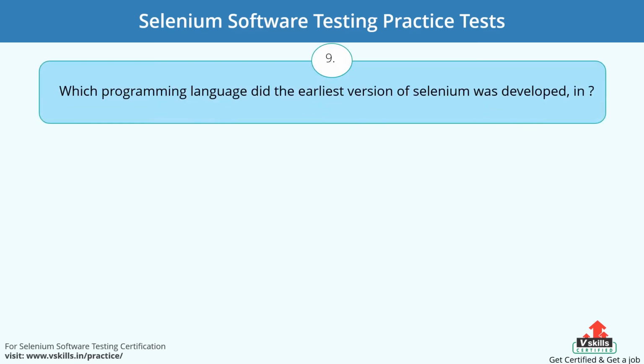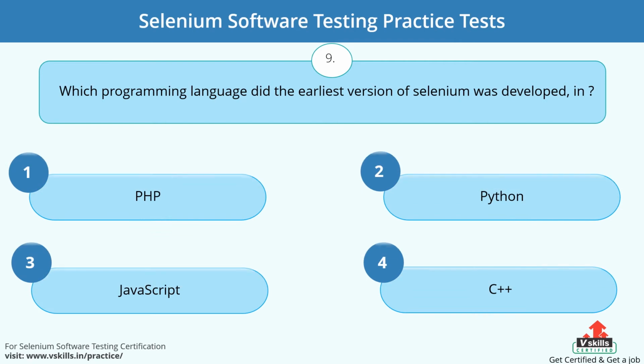Question number 9. Which programming language was the earliest version of Selenium developed in? The options are A. PHP, B. Python, C. JavaScript, D. C++. The correct answer is option C.